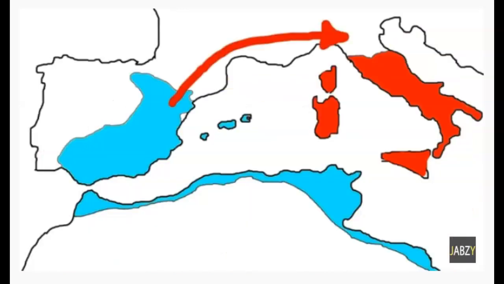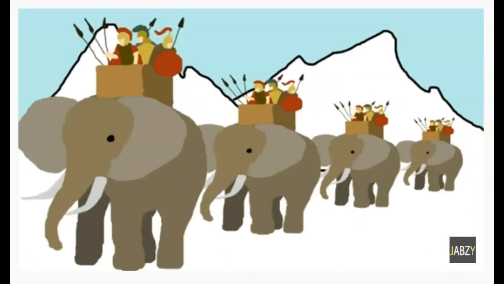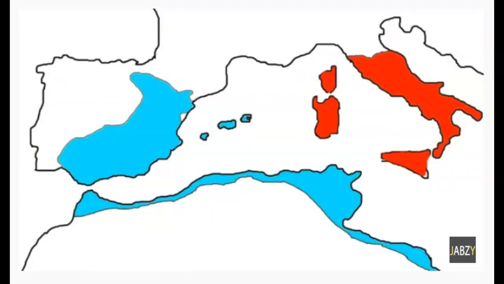Hannibal took his powerful army on land to Italy and famously crossed the Alps with elephants. However, he lost most of his siege engines on the Alps and therefore couldn't take Rome itself. Meanwhile, a Roman army under Scipio marched west into Spain.